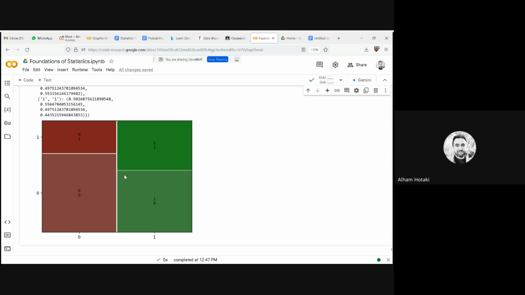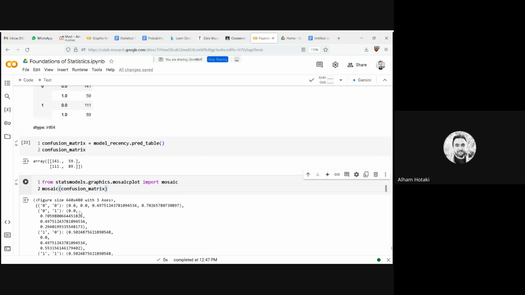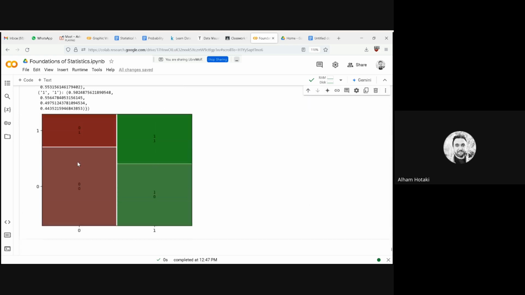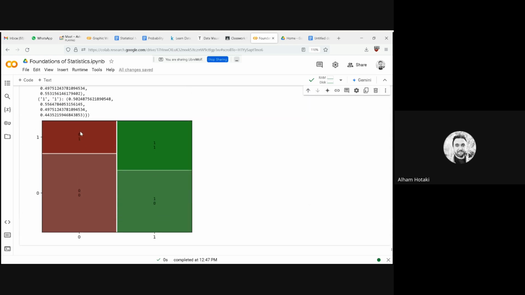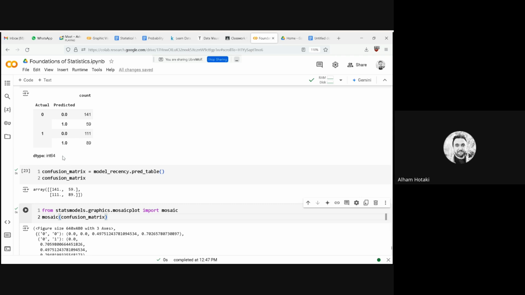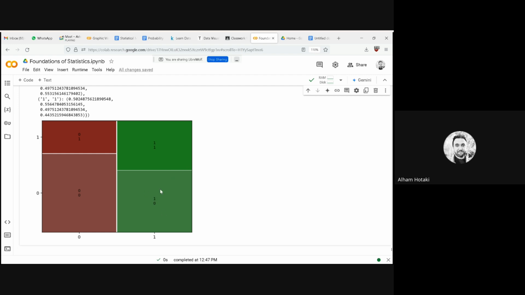141 is 0, so this is correct. 0 0. This is the actual response, this is the prediction, 0 0. That's correct. For the response which should be 0, we have 59, a small portion, 0 1, which is incorrect. For the second category, category number 1, 111 is incorrect. This much is incorrect. 89 is correct, only this portion. So we have this portion correct and this portion correct.